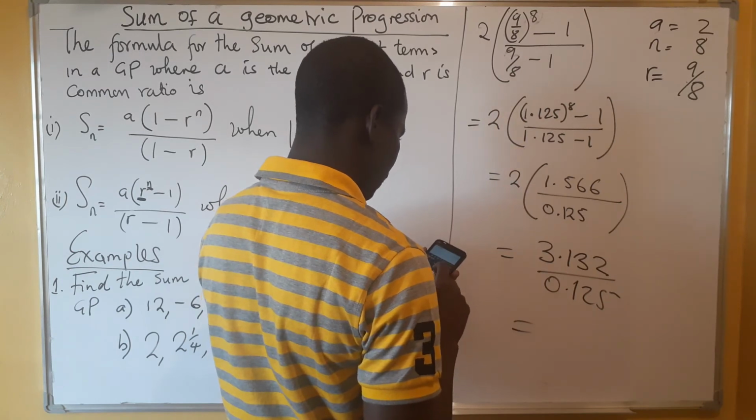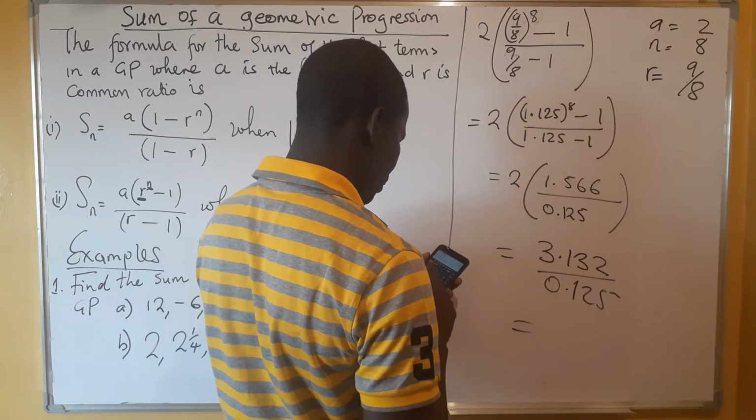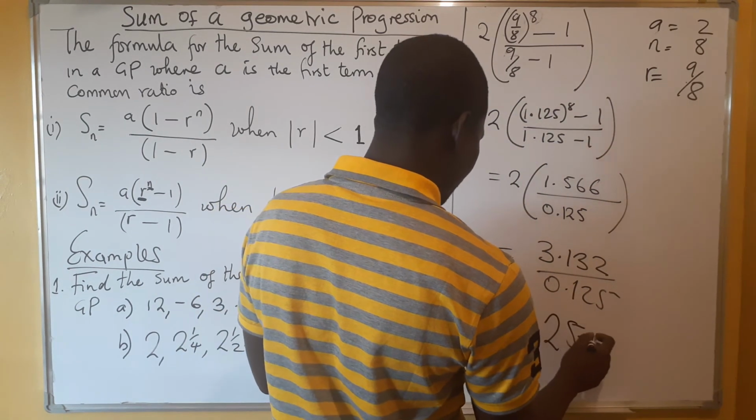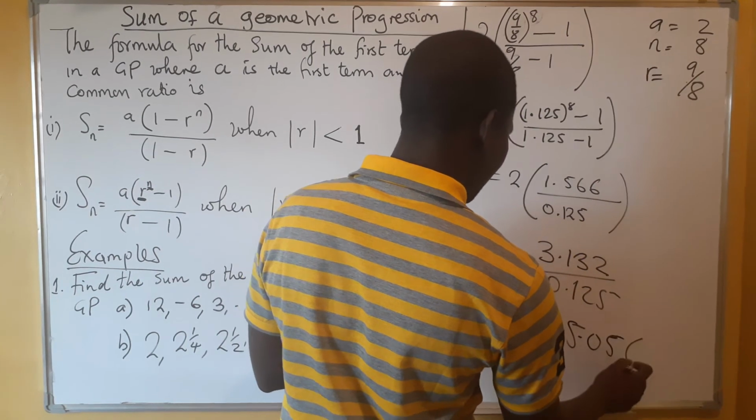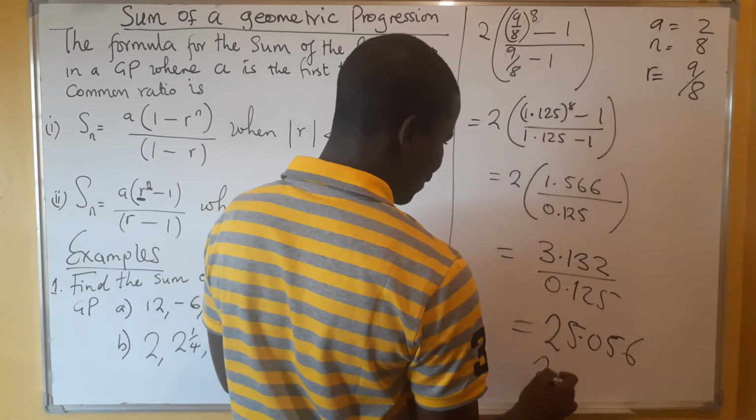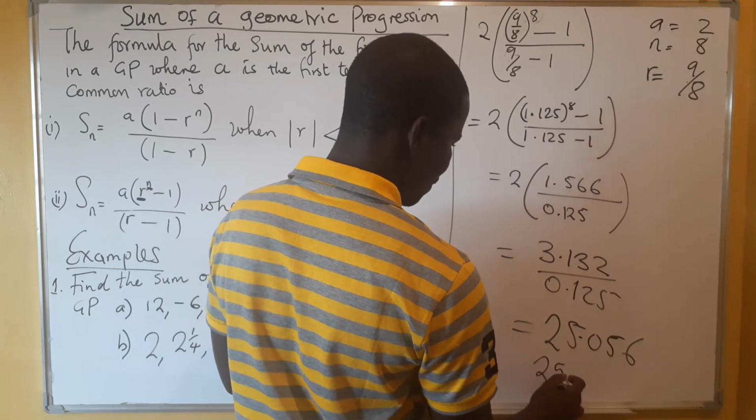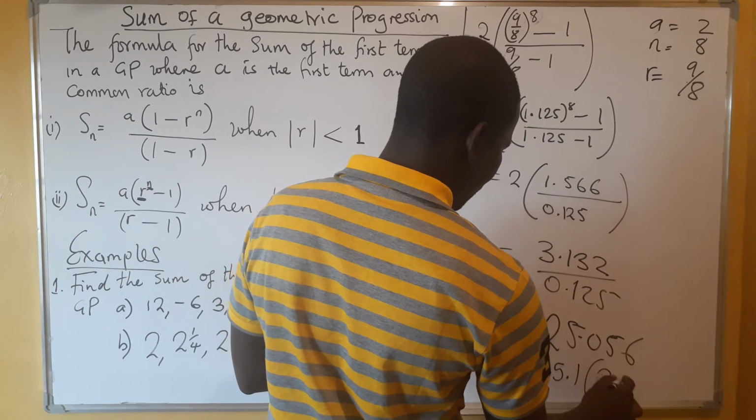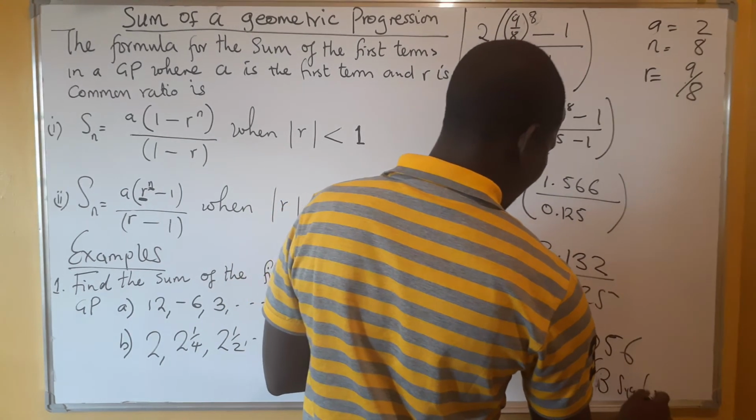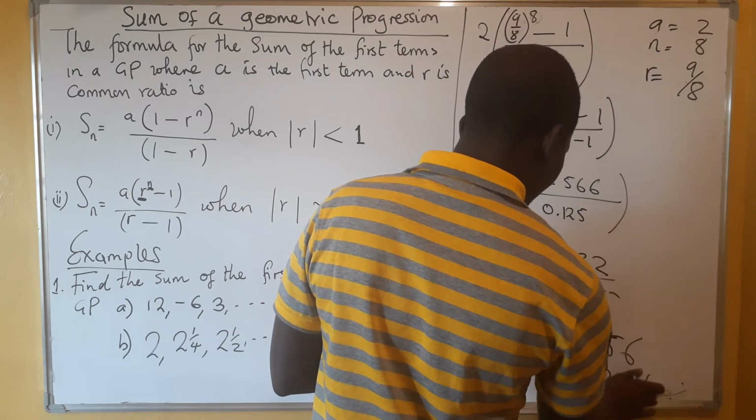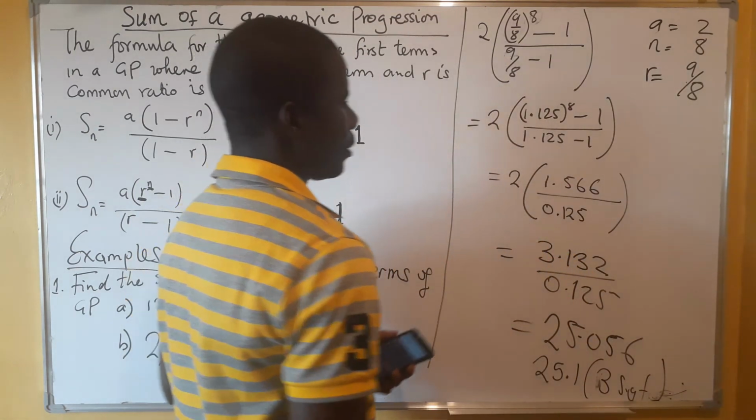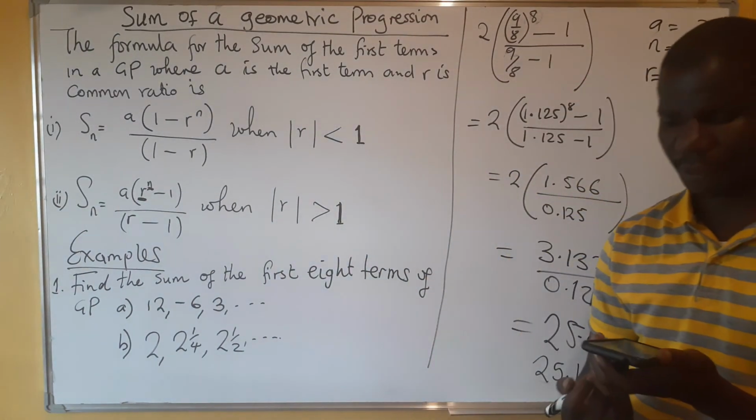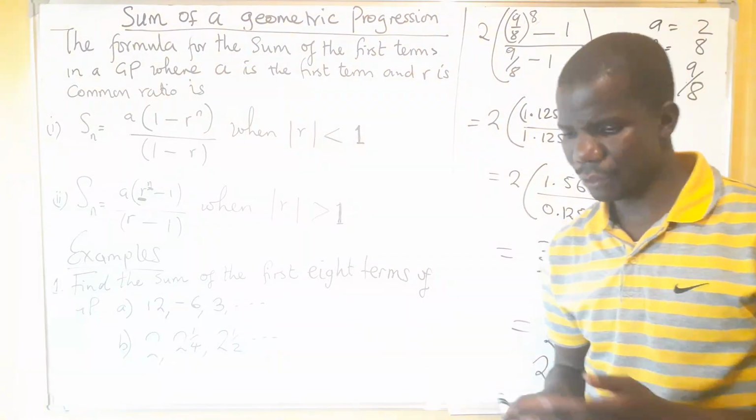Divided by 0.125, for me here I'm getting 25.056. When you write this to three significant figures, it's going to be 25.1, to 3 significant figures. So I hope these are the figures that you are also getting. If those are not the figures, then it means something is wrong with my calculator or your calculator.